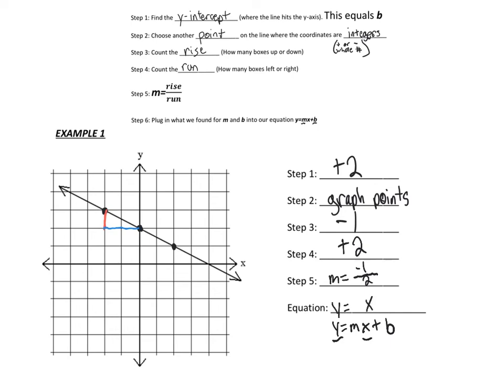Now we need to plug in what we learned from the graph. We learned in step 1 that this equals b. So our positive 2 is our b. So let's go ahead and put plus 2. Now we need our m from step 5. Step 5 says our m is a negative 1/2. And that would be our equation. Y equals negative 1/2 x plus 2.